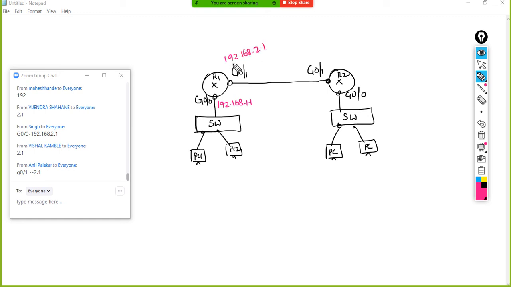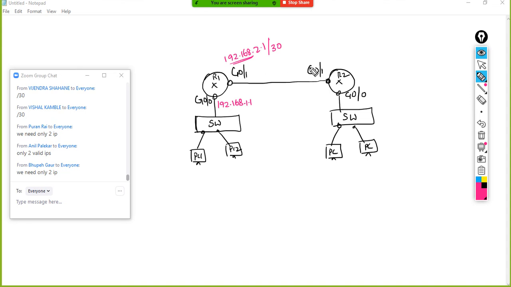What is gigabit Ethernet 0/1? 192.168.2.1. Right? Then after that, can I keep /24 or can I keep /30? What do you think? /30? Why /30, guys? Why should we use /30? Because we just need two IPs, right, guys? Then make it /30.